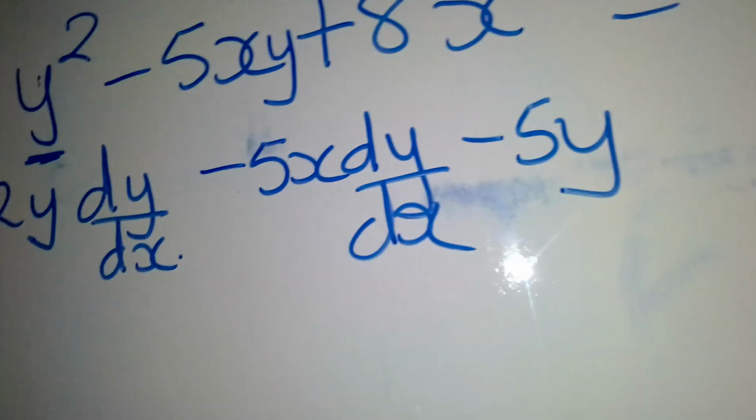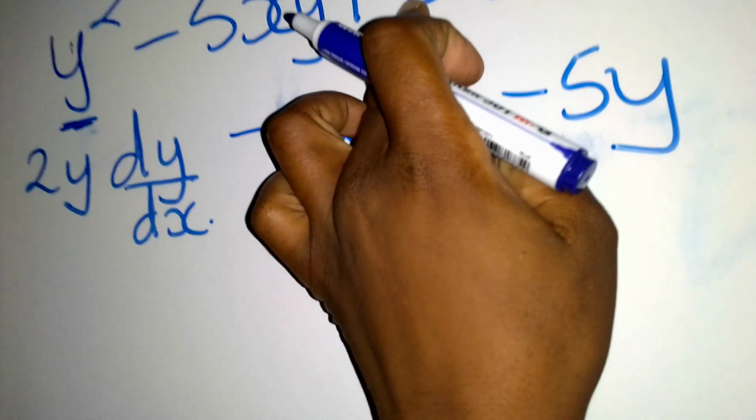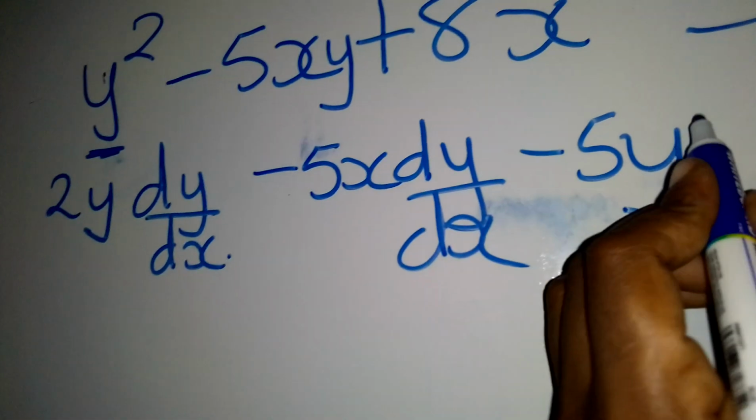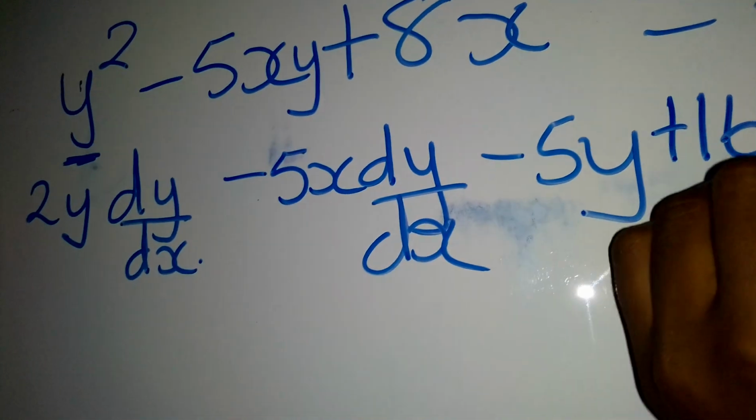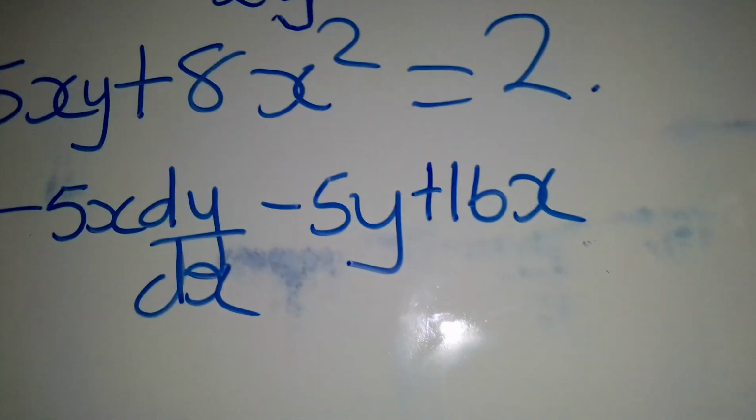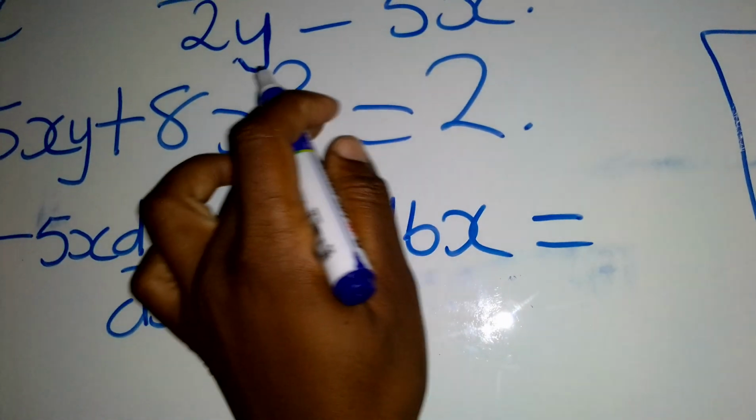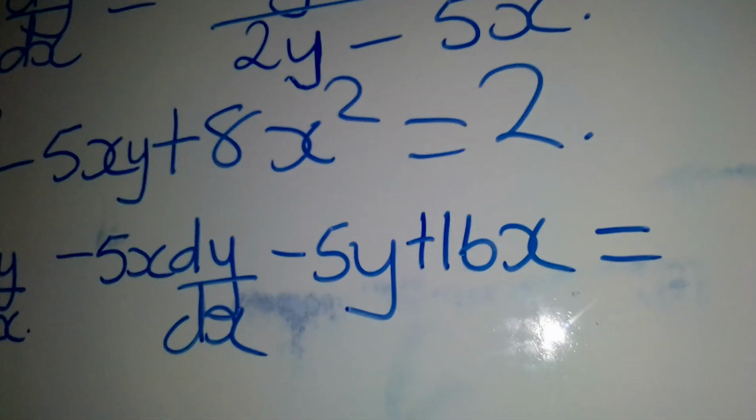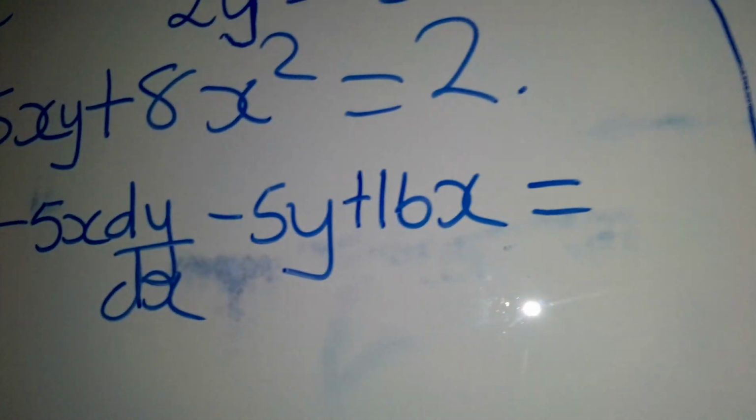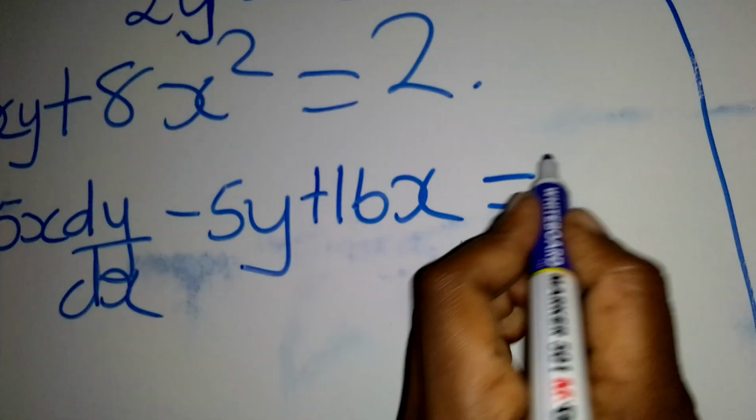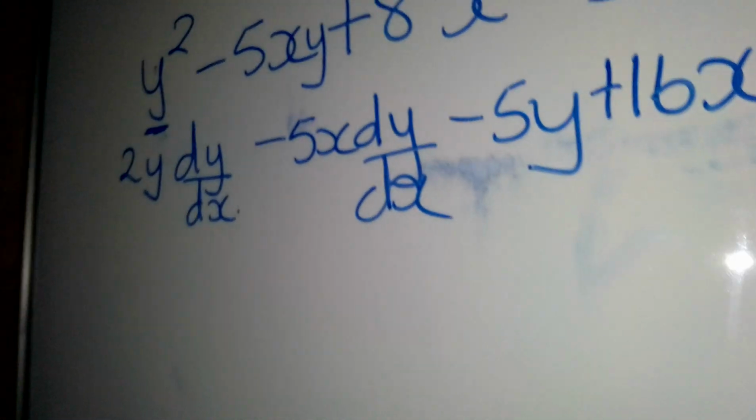Then the derivative of this part: the power 2 drops and multiplies the 8, and we subtract 1 from the power. It becomes plus 16x to the power 1, is equal to the derivative of a constant, which is 0.